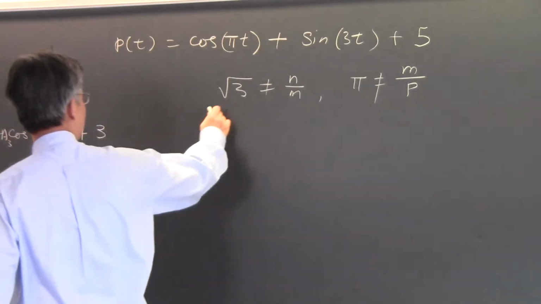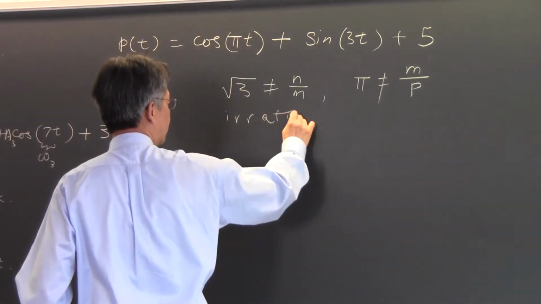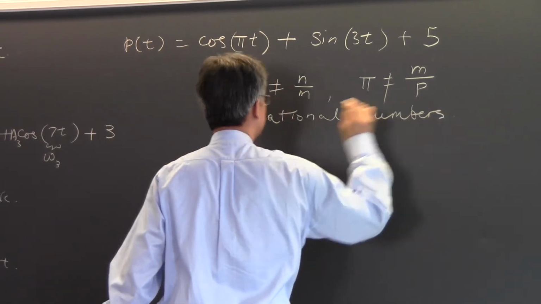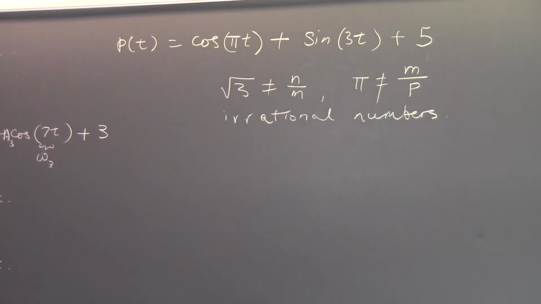Those are called irrational numbers. Okay, so that is one rule that you have to learn.